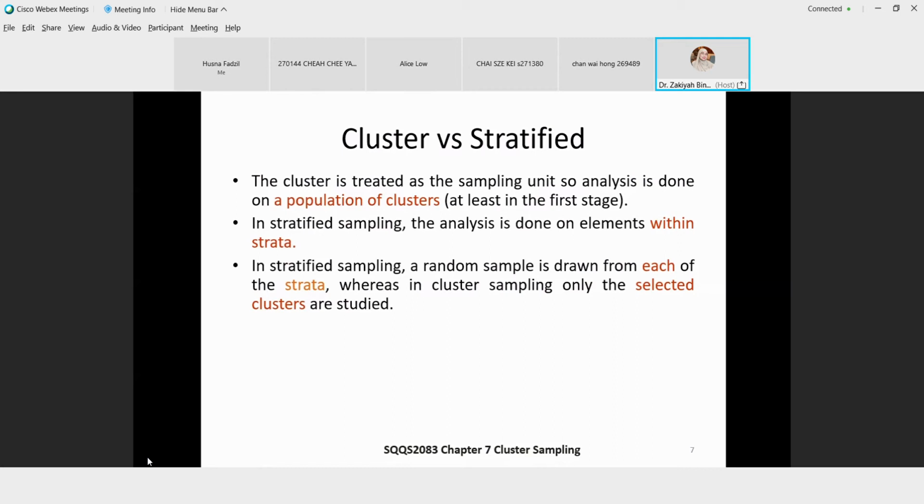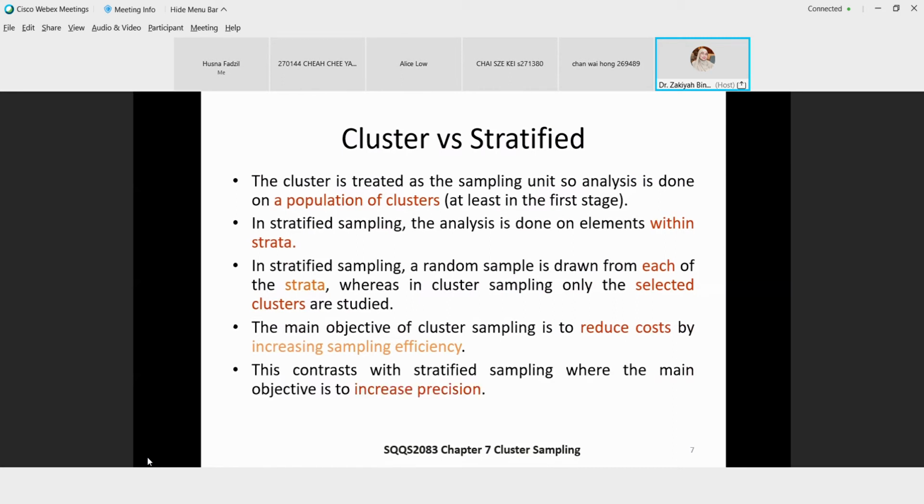For cluster sampling, remember, each cluster is identical, isn't it? It's a mini population, but for stratified, they're very different. Each stratum is different. It's got its distinguished features. Now the main objective of cluster sampling is to reduce cost. How? To increase the sampling efficiency. How? We learn further. Now, this contrasts with stratified sampling, where the main objective is to increase precision.